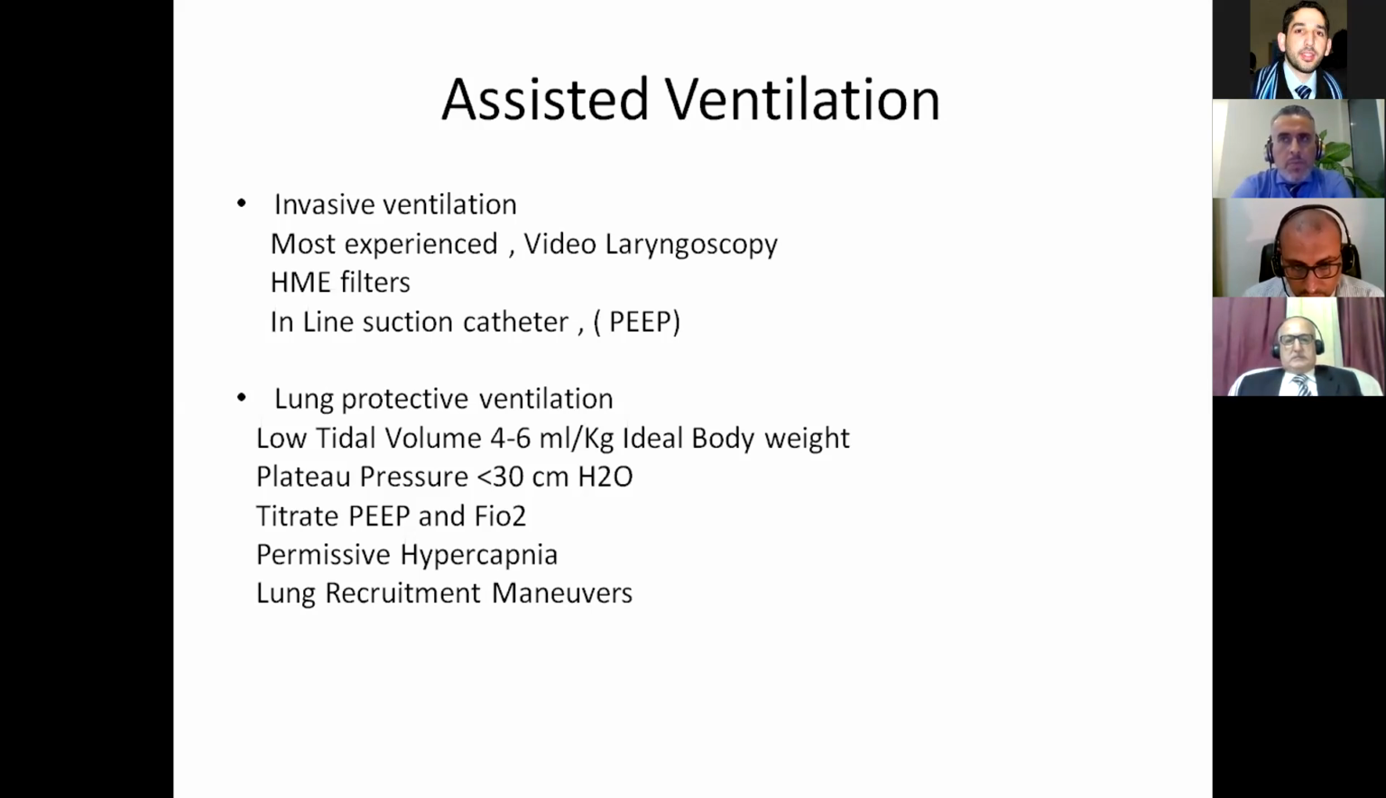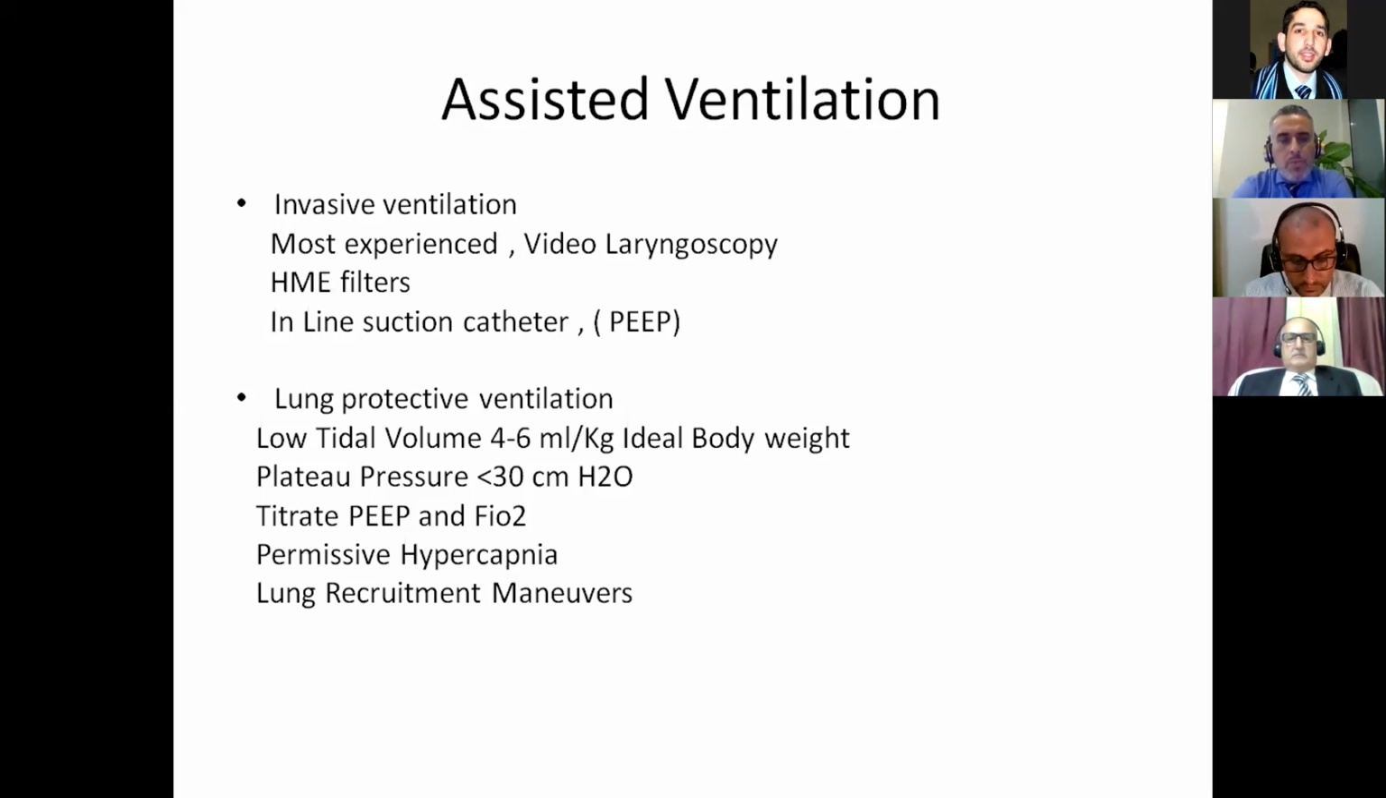So to make sure that you're not over-distending the alveoli, you have to make sure that the plateau pressure is always less than 30. You have to titrate the PEEP and FiO2. There are two ways you can do it. You can start with a high PEEP and a low FiO2 and then decrease, or you can start with a high FiO2 and a low PEEP and then titrate it.